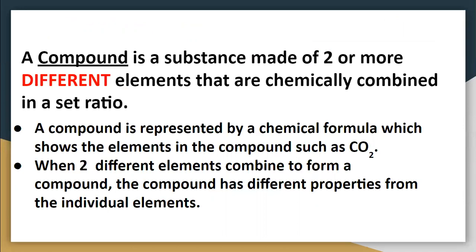Okay, a compound is a substance made of 2 or more different elements that are chemically combined in a set ratio. A compound is represented by a chemical formula which shows the elements in the compound, such as CO2, that's carbon and oxygen, carbon dioxide. When 2 different elements combine to form a compound, the compound has different properties from the individual elements. Okay, when you form a compound, the properties of that change.